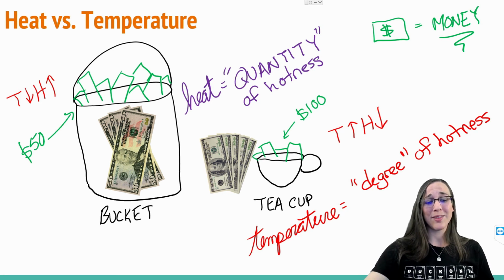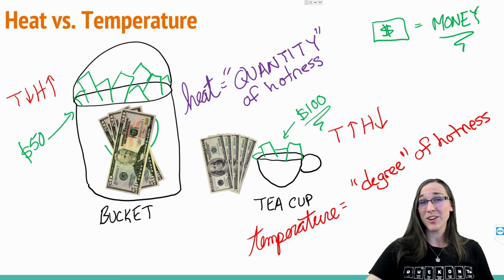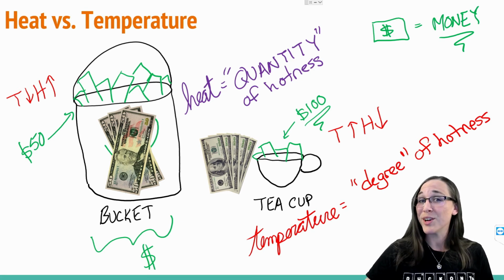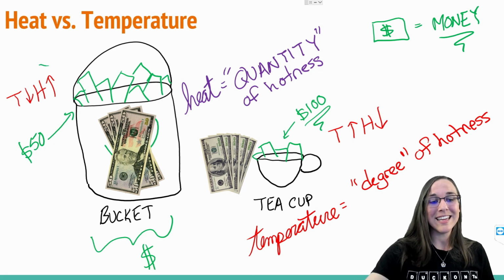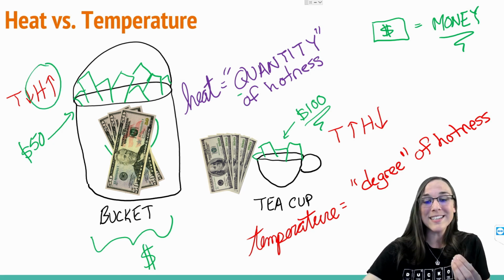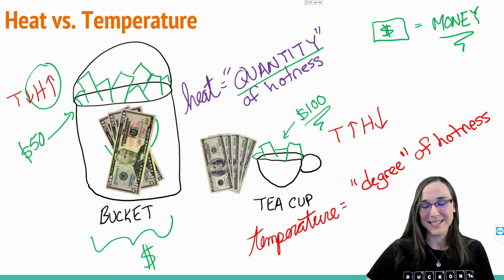Hopefully, you would pick the bucket full of $50 bills, because even though the $50 bill itself is less than a $100 bill, there's way more $50 bills, which means that this bucket would be raking in some serious dough for you. Think about how hot the bucket would make you feel when you think about all the stuff you're gonna buy. The bucket has increased heat due to the sheer number or quantity of molecules present at a certain temperature.